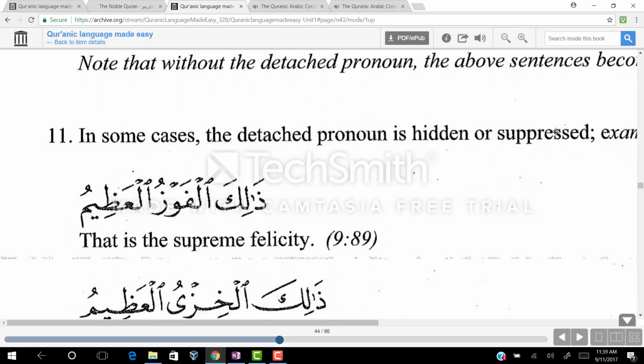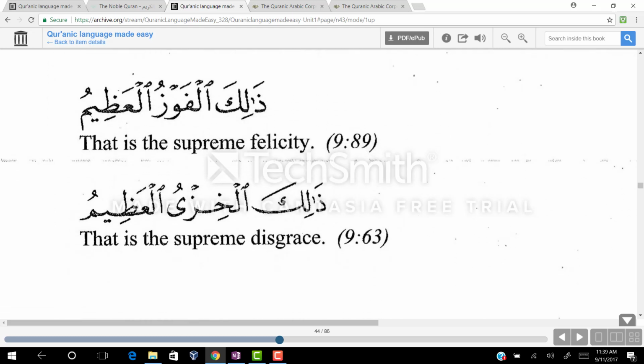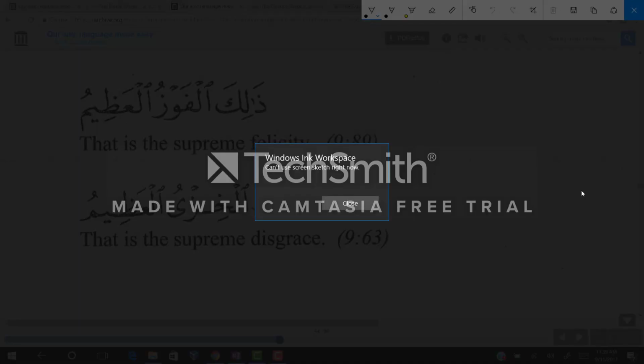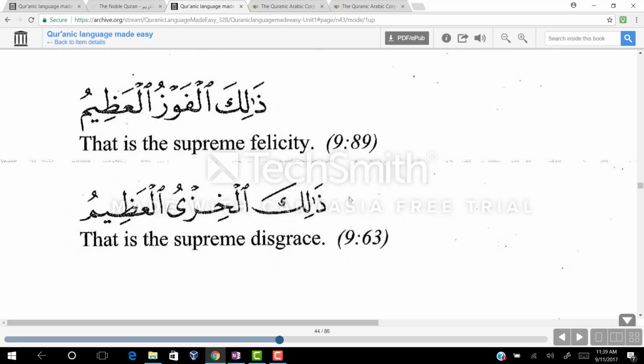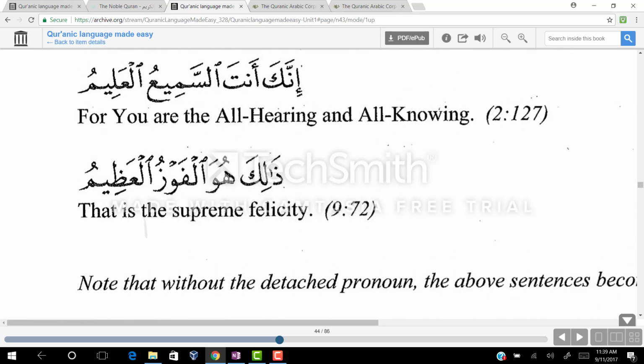In some cases, the detached pronoun is hidden or suppressed. As we discussed, the detached pronoun is placed between a mubtada and khabar when the khabar is a definite noun, a marifa noun. But sometimes these are the exceptions in which the detached pronoun is hidden or suppressed. Let's take examples of where the detached pronoun is hidden or suppressed. It is the same example: dhalikal fawzul azimu, that is the supreme felicity. So this example we learned.